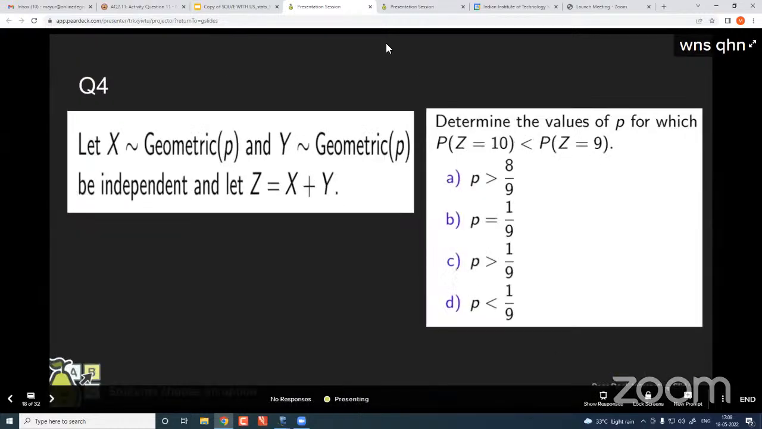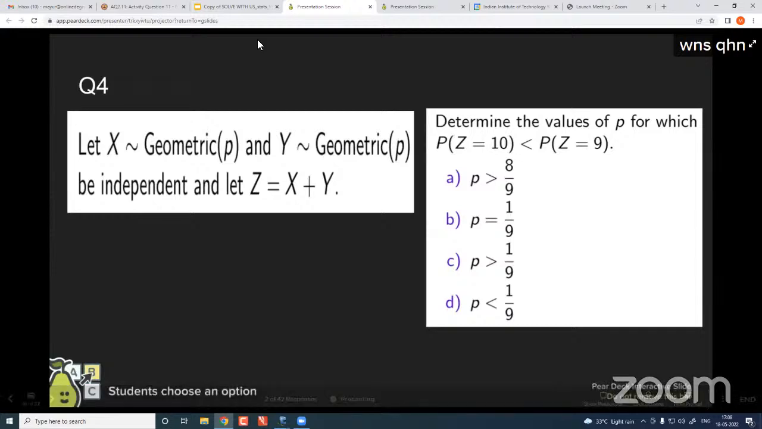Okay. Now, the same thing you can do for the probability of z equals 9, right? And then you have to compare. It's a very easy question. Because you have already found out the probability for z equals 10, you have to do the same thing for z equals 9, and then compare. So after 5 minutes, we'll discuss the solution.